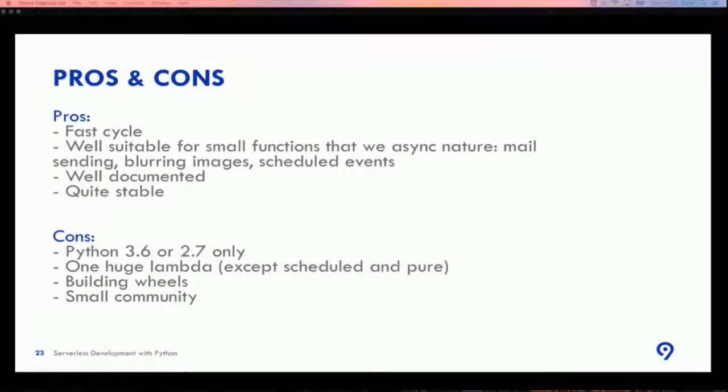Personally, I don't like that it can support only Python 3.6, because we have some projects on 3.5 and we cannot port some parts of them to AWS Lambda. First we have to port 3.5 to 3.6, be aware that it is stable enough, and only then can we implement Lambdas. One huge Lambda I already mentioned. Building wheels is a pain actually, but I succeeded, and after the pain it was a great happiness.